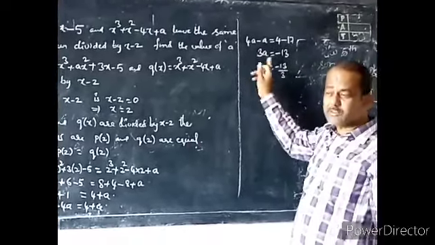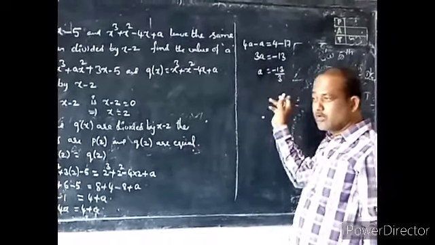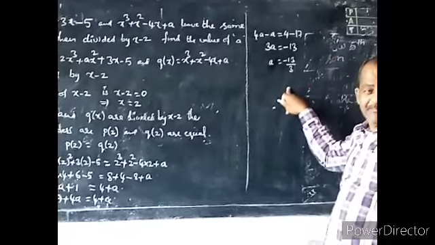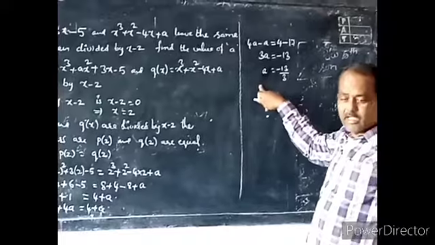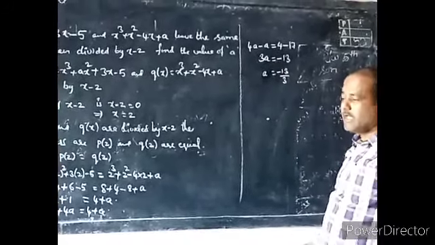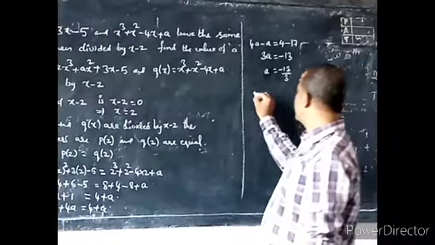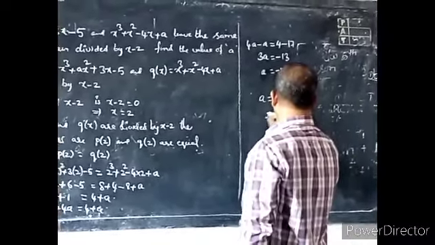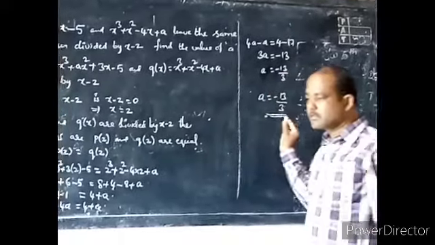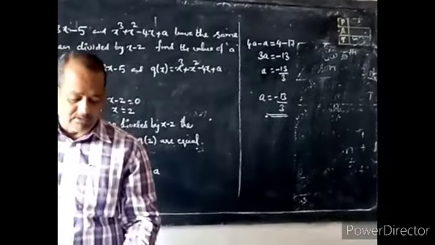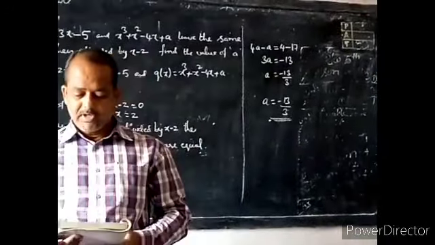3 is transposing, not a. We are going to find a only. Now we are finding the a value, so 3 should be sent out. It becomes minus 13 by 3. Therefore, a is minus 13 by 3. You got the value of a or not? Yes or no?